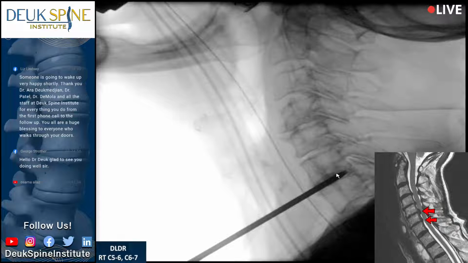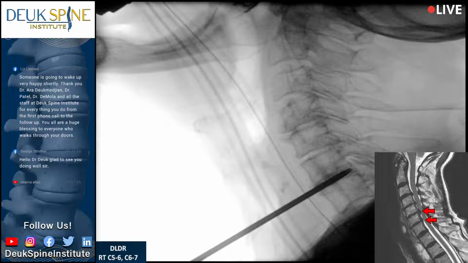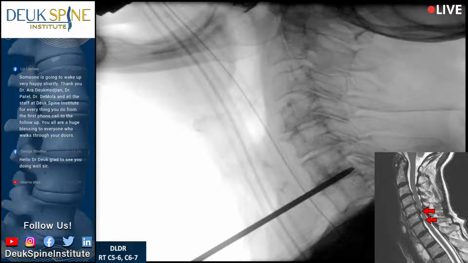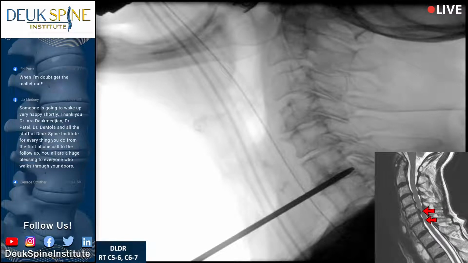2, 3, 4, 5, 6, 7. Everyone agree we're at C6-7? All right, I'm at the back of the disc now. And I'm going to advance just a little bit more. And notice that the dilator is also opening the disc space, especially in the back. That's where we want it to open the disc space.